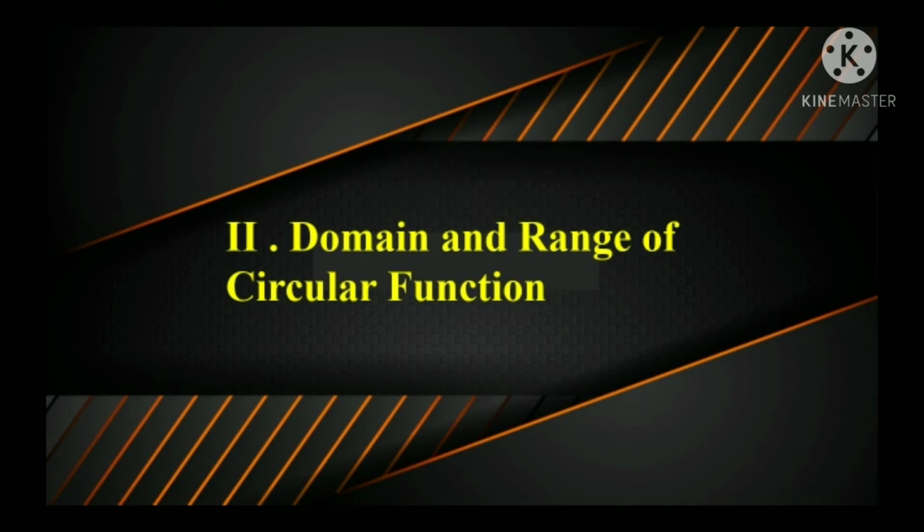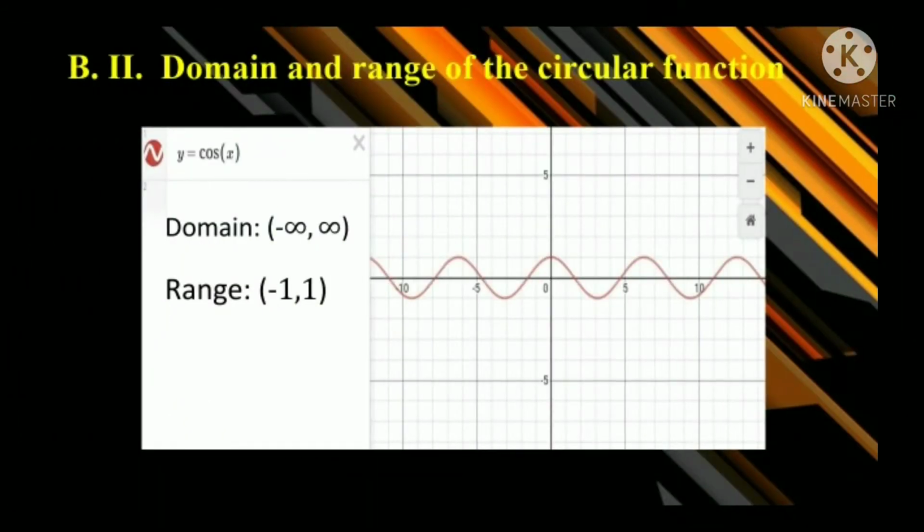Number 2. Domain and range of circular function. The domain of cosine is negative infinity to positive infinity. Cosine is equal to adjacent over hypotenuse. The measure of the adjacent side can be defined for all the points in the circle, indicating that the angle can take any value. The range of cosine is negative 1 to positive 1.